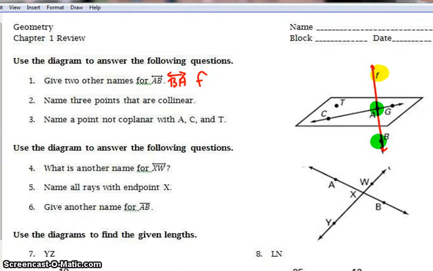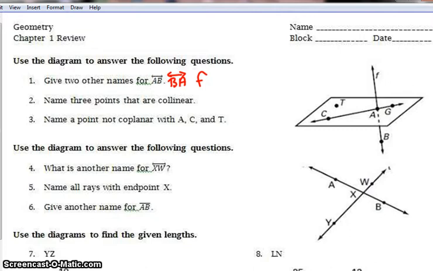Okay, now number 2, it says name all points that are collinear. Well, remember, to be collinear, co means together, linear means line, so we want points, 3 of them, that are on the same line. So let's look at the line that we just looked at. Remember, this only had 2 points, so therefore A and B cannot be collinear. Well, they are collinear, but they cannot be the answer to this question because they wanted 3 points that are collinear. So let's look at the other line in our diagram.